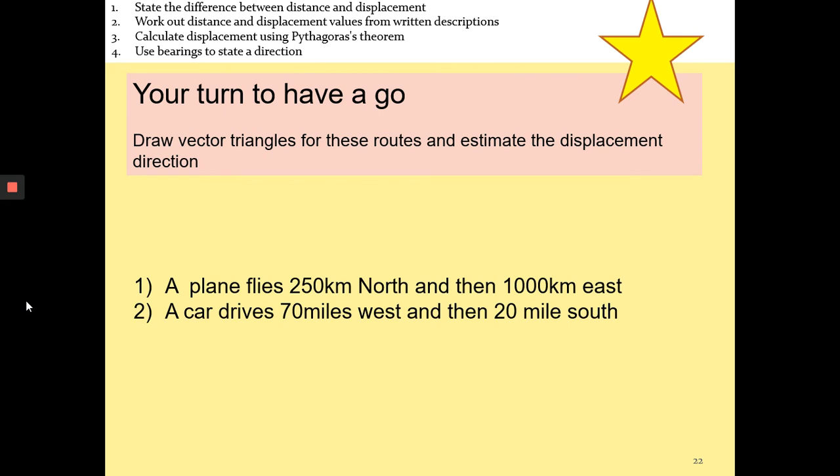Okay, that was two quite tricky journeys there. Now, they generally only ask you to draw vector triangles for routes and to estimate the displacement direction. So I've given you 2 routes on this slide, and in each case, what I'd like you to do is draw your vector triangle. Now, to do that, you draw your 2 parts of the journey that they've given you, and then you fill in the displacement arrow from your start and finish point, and that should end up as a triangle. But try and do it to scale. Pause the video now.